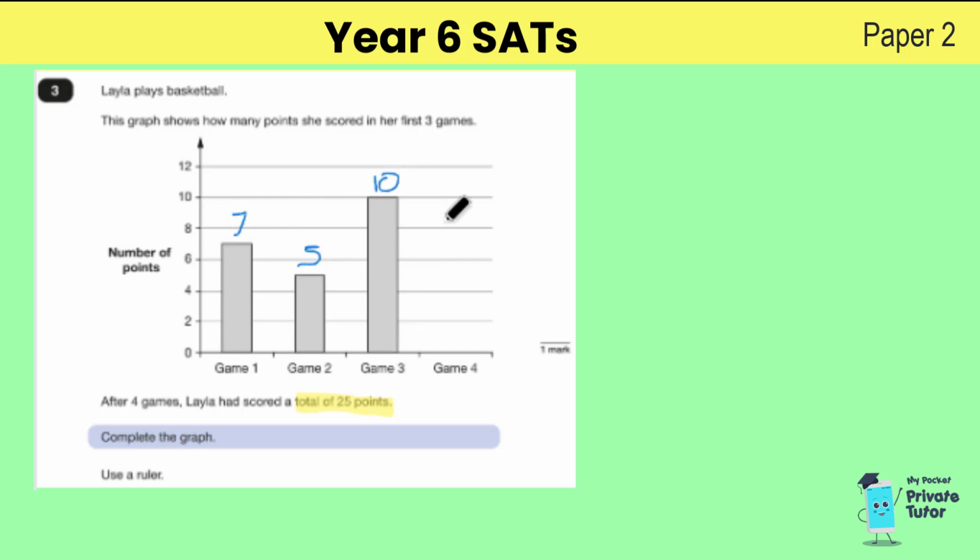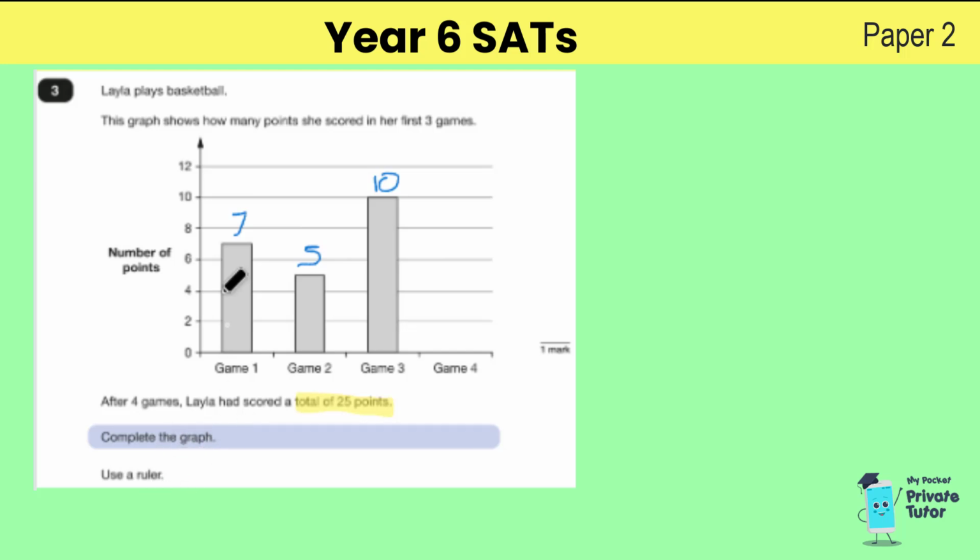So I can see how many points are scored in the first 3 games, and I'm simply going to add those up. So 7 plus 5 plus 10. 7 plus 5 is 12, plus 10 is 22. Okay, so she scores a total of 25 points. After game 3, she'd already scored 22. Therefore, she must score 3 points in game 4.